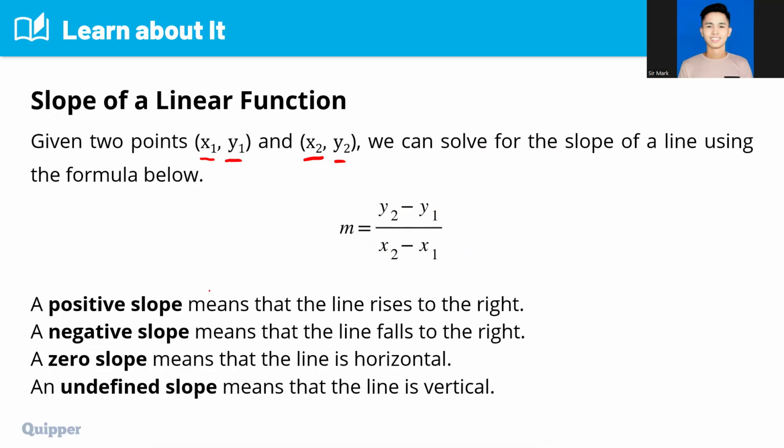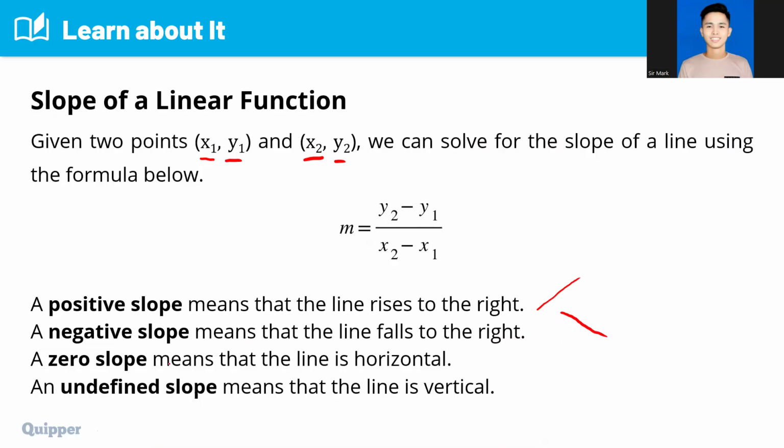Now, if we will be getting a positive slope, that means that the line rises to the right. So positive slope, as we graph, rises to the right. A negative slope means that the line falls to the right. So once we graph, and we have this type of graph, that means that the slope is negative.